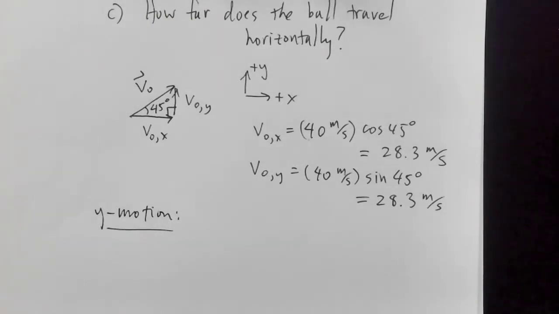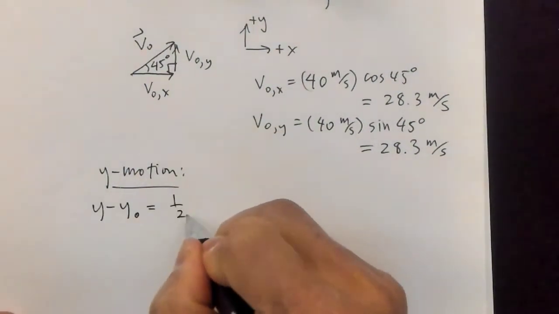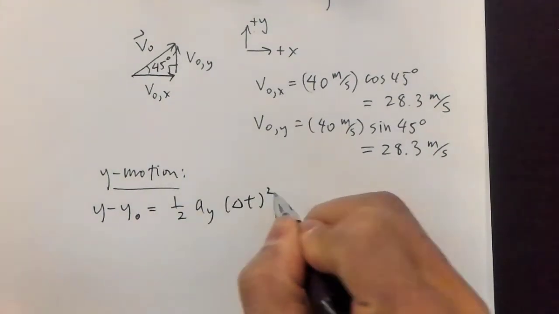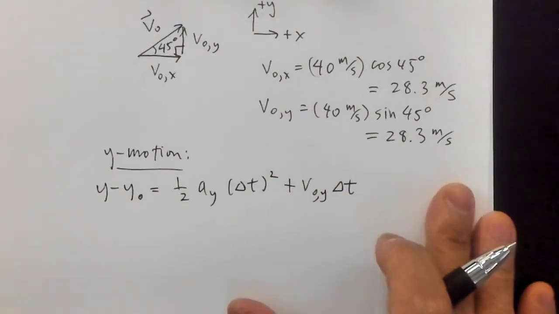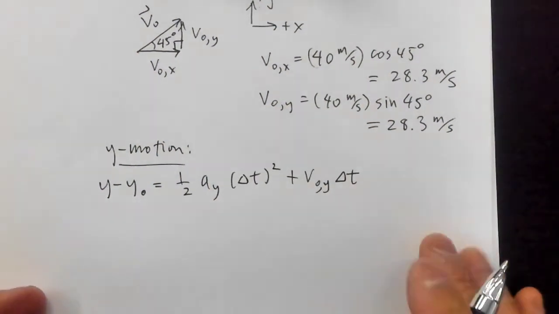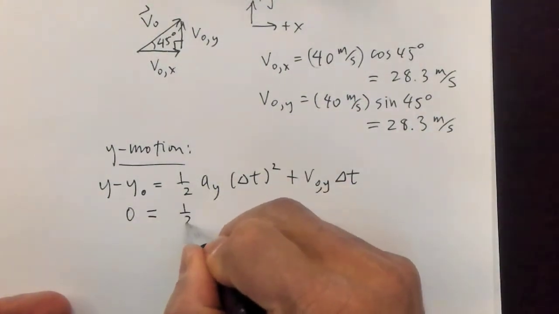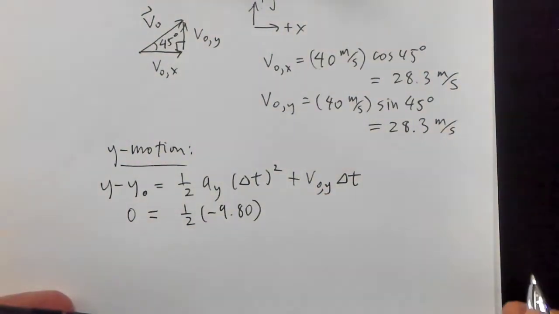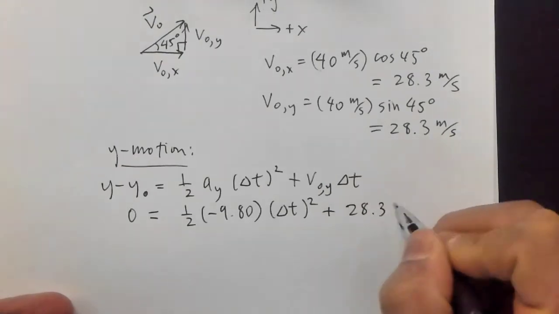So we have y minus y0 is equal to 1/2 ay delta t squared plus v0y delta t. You guys remember doing this. Just like we did for the angular acceleration stuff, this is the actual acceleration stuff. So y minus y0 is 0. It starts and ends at the same place in terms of the y position. And then we have 1/2 times negative 9.8 meters per second squared times delta t squared, plus v0y, which is 28.3, times delta t.